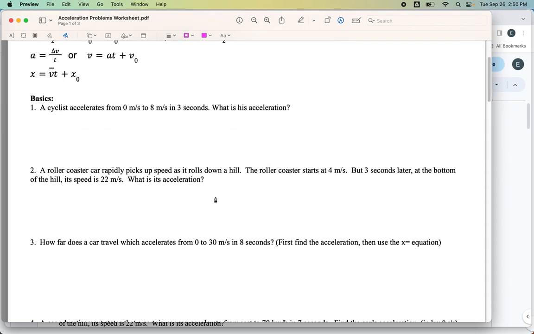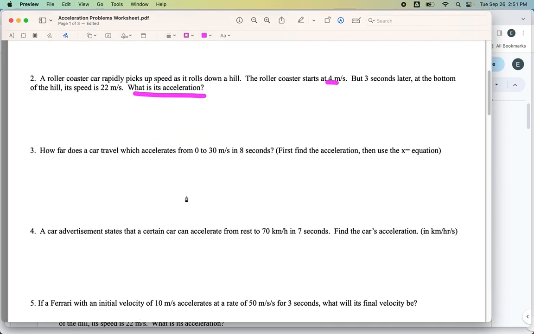And down here, we're asking once again, what is his acceleration? Okay, good. So once again, you're going to do change in velocity. So there's your initial velocity, and there's your final velocity. So make sure you're subtracting your initial velocity from your final velocity. Okay, I guess I don't need to erase those things.